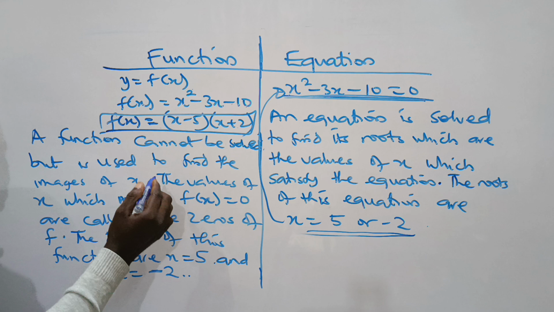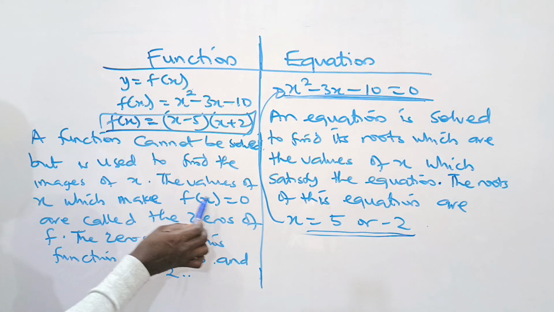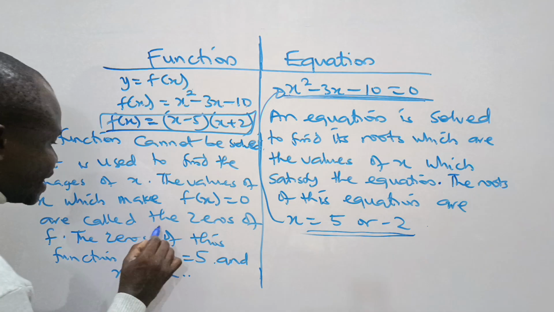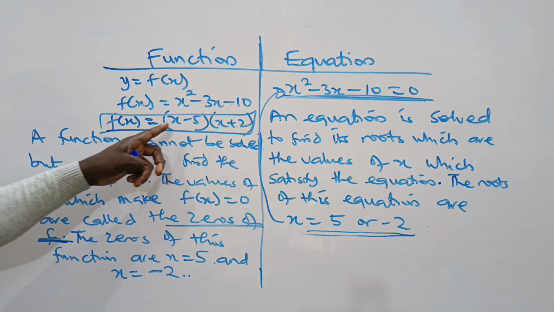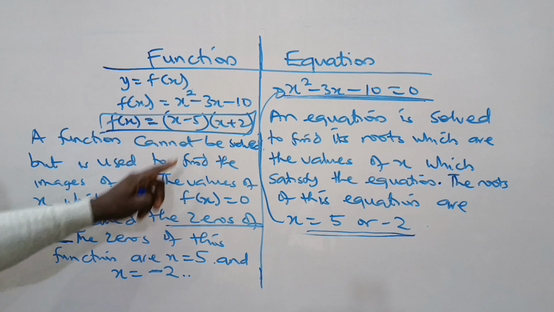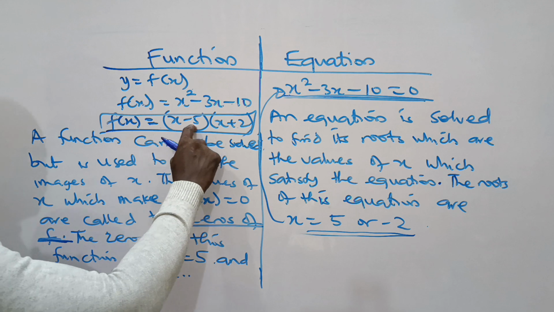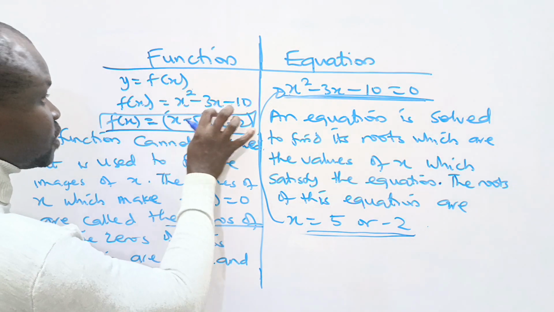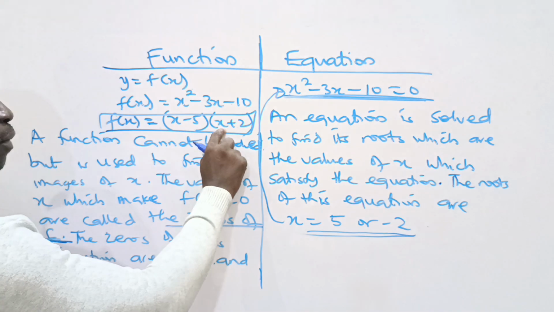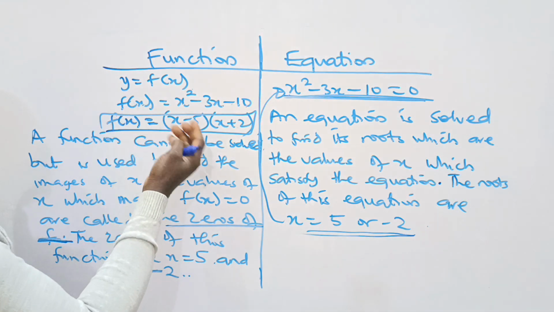That is, the values of x which make f of x, this function, to be 0, are called the zeros of the function. So the zeros of x in this function are x equal to 5 and x equal to minus 2. That is, when we substitute x equal to 5 here, 5 minus 5 is 0, and this function f of x becomes 0. When we substitute x equal to minus 2 here, everything will vanish, and f of x will also be equal to 0.